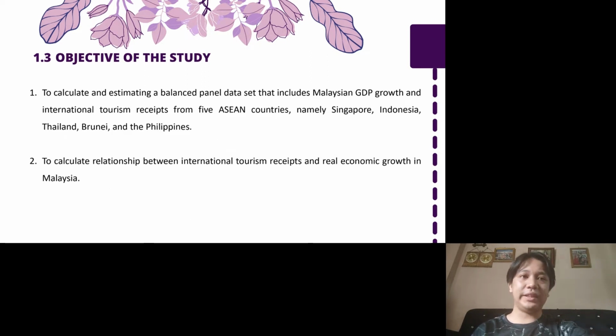The objective of the study is to calculate and estimate a balanced panel data set that includes Malaysian GDP growth and international tourism receipts from the 5 ASEAN countries. Secondly, to calculate the relationship between international tourism receipts and real economic growth in Malaysia.